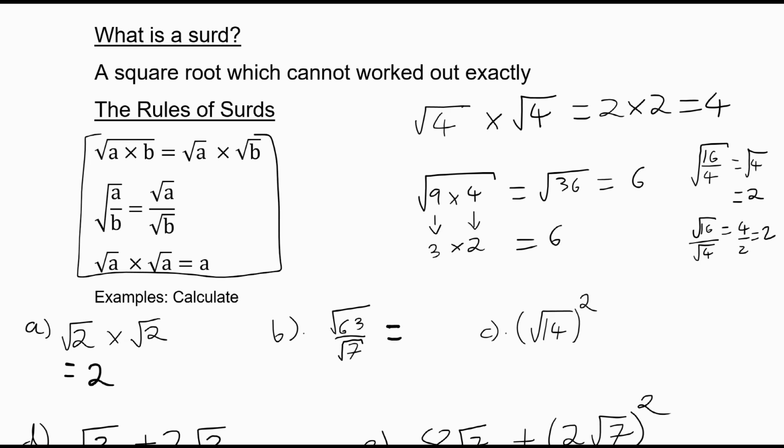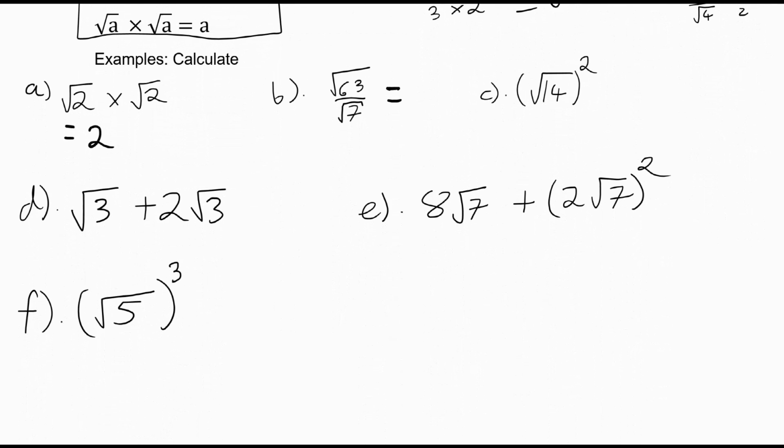If I have the square root of a times b, I get the square root of a times the square root of b. The square root of a divided by b is the square root of a divided by the square root of b. And lastly, root a times root a is just a. It undoes the square root. Here are some examples for us to look at. If I have root 2 times root 2, that just gives us 2. That's the third law of surds, or the third rule of surds.